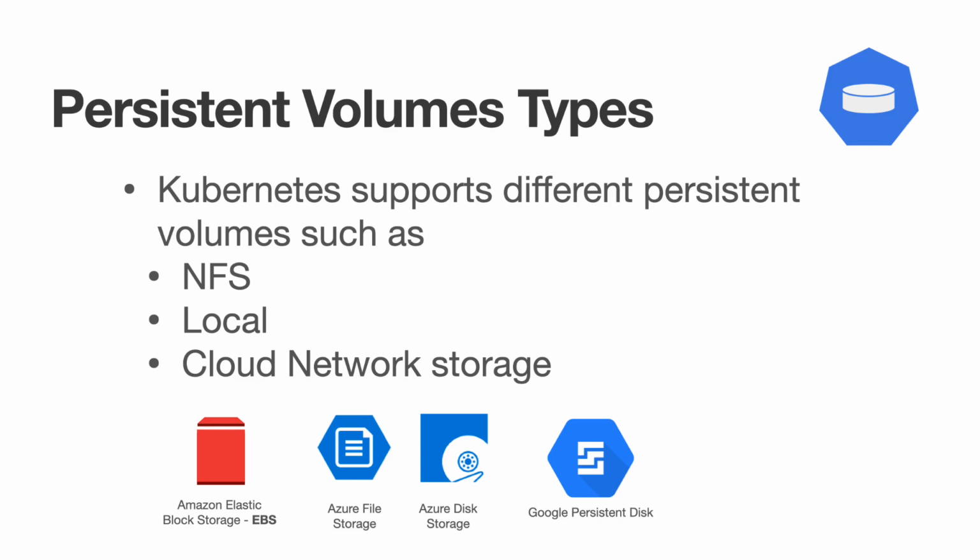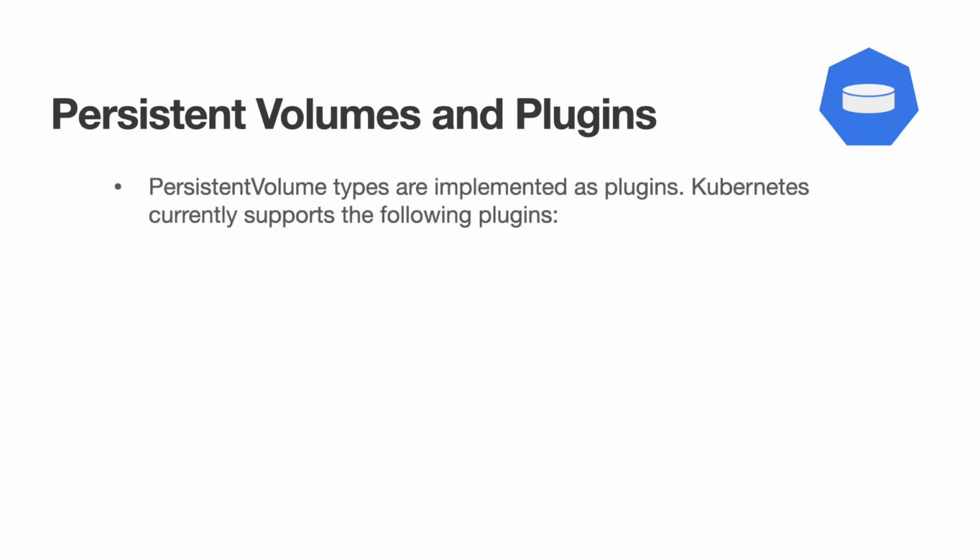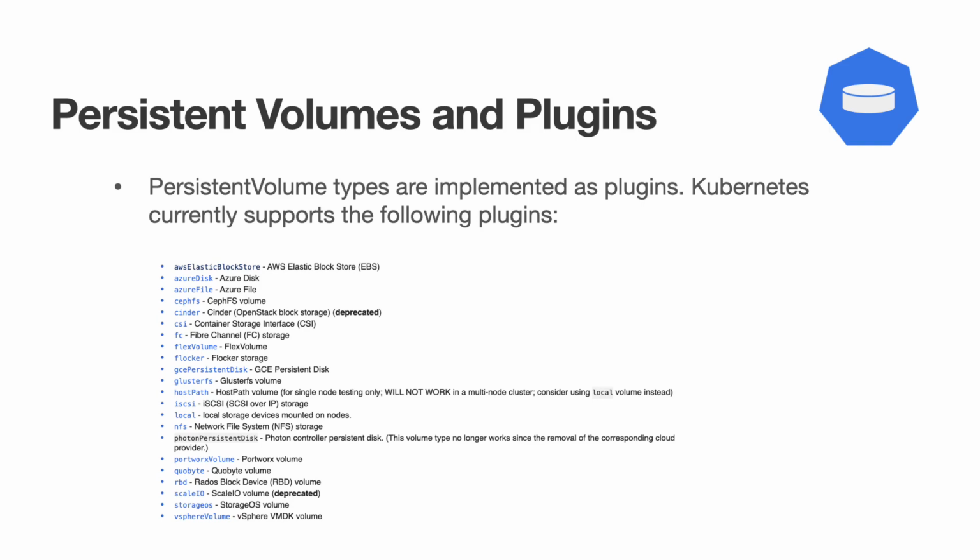Now, persistent volumes are done through plugins. The different types are implemented as plugins, and Kubernetes currently supports the following plugins. Here's a list of all the plugins, taken from their website. You can see, for example, AWS, Azure, Google Cloud, and hostPath, which is for single node testing only and will not work for multi-node. Local is where you have local storage. NFS is the network file system, and so on and so forth.